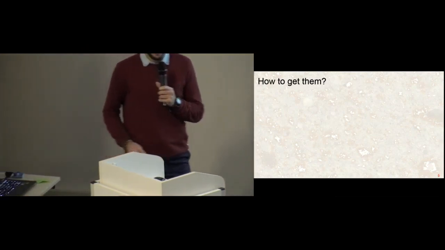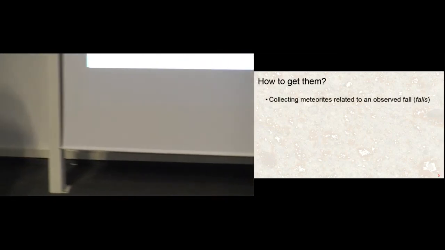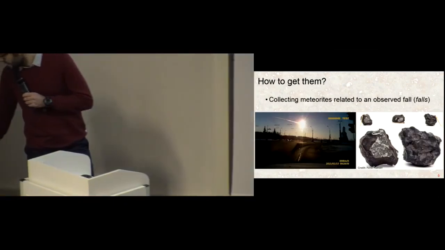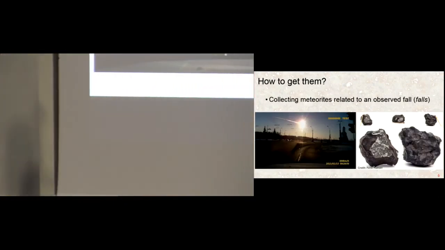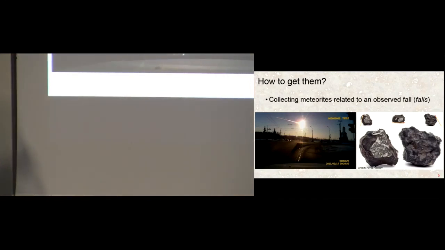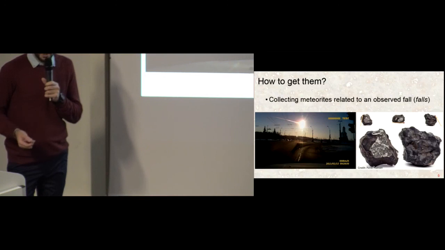And how do we get them, since they are very important? There are two ways to have access to meteorites. One of them, as we saw in the earlier video, is when we see a meteor in the sky and the meteorites are collected afterwards. This is one of the best ways to have access to meteorites, because the meteorites that we have from falls are very fresh.